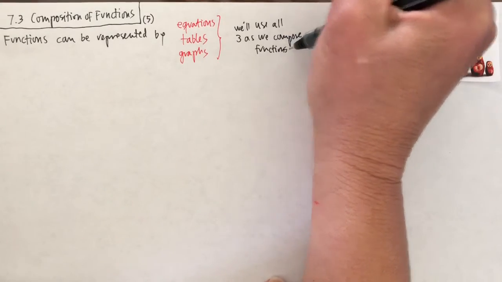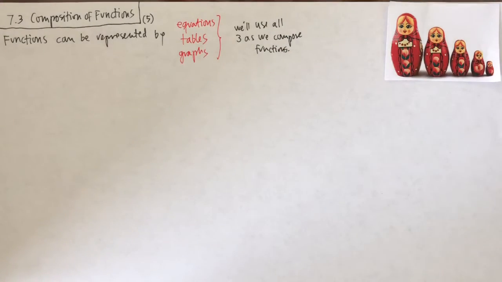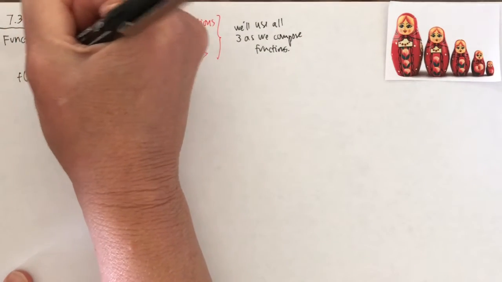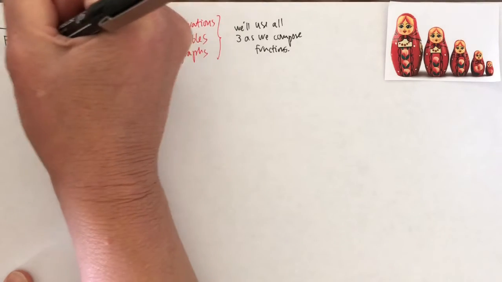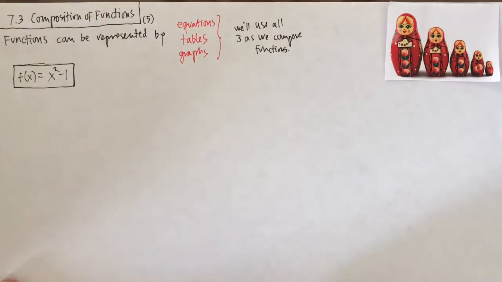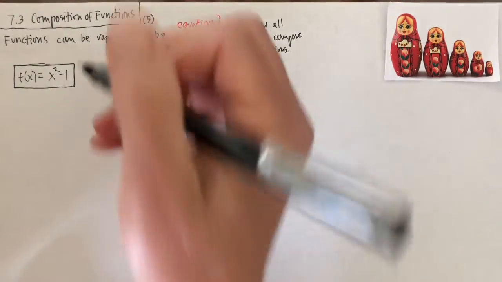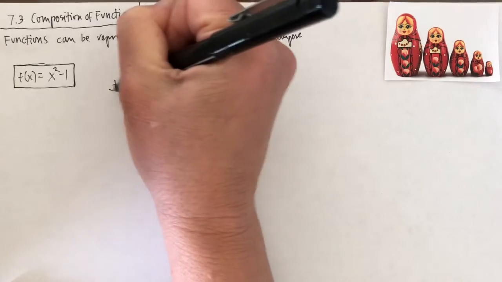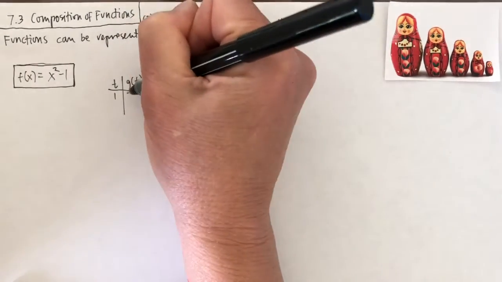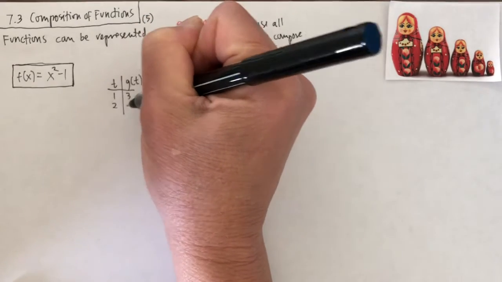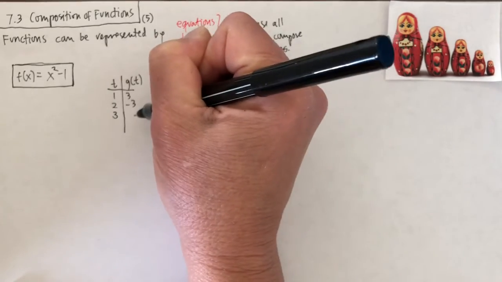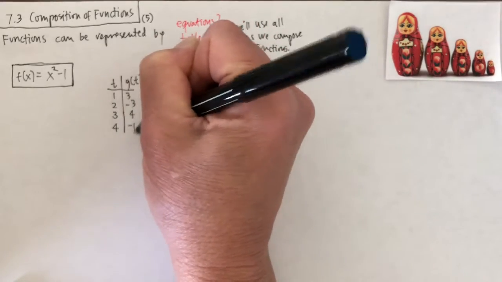So the 3 functions I'm going to give you are, we'll say f of x equals x squared minus 1. That's the first one. Nice and straightforward. The next function I'm going to give you is a table, and it's represented by an input t and an output g of t. And this is the table of inputs and outputs. 2, negative 3, 3, 4, and 4, negative 1.